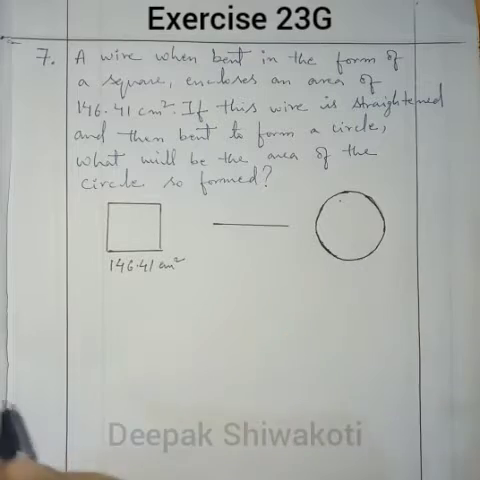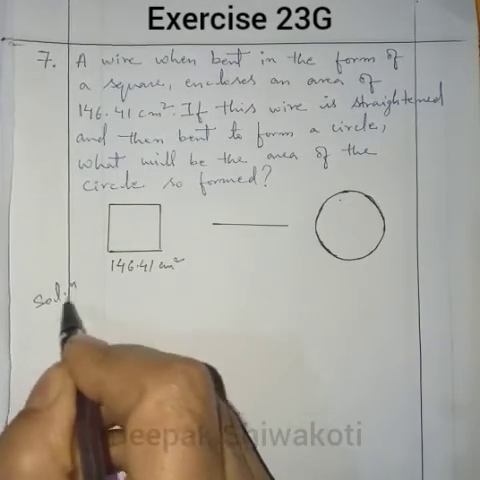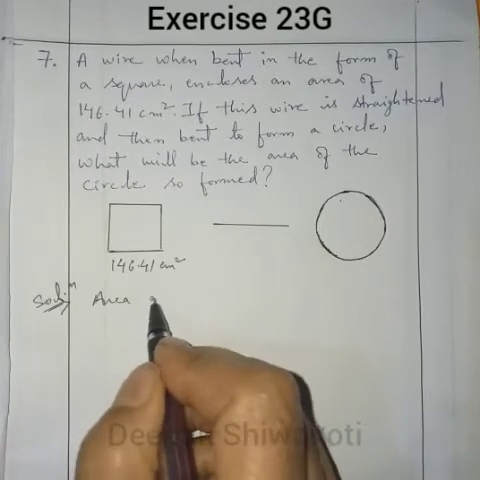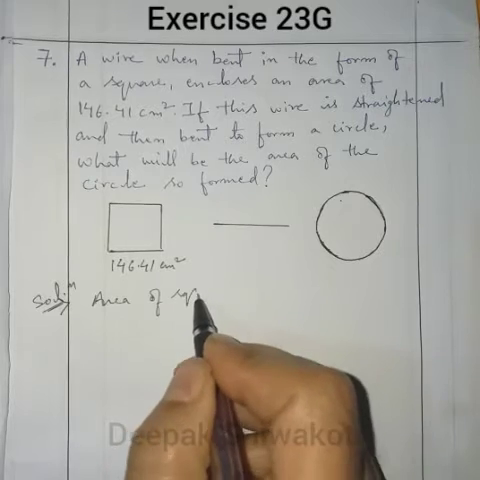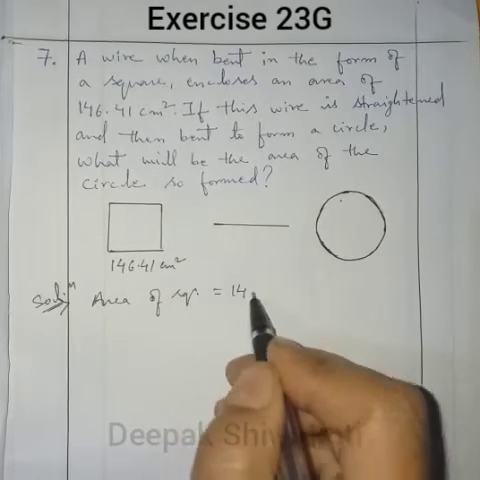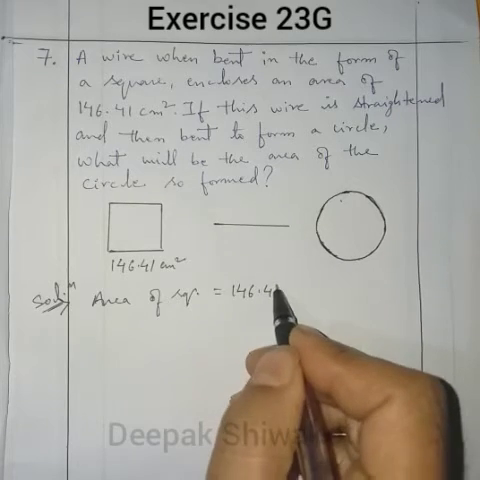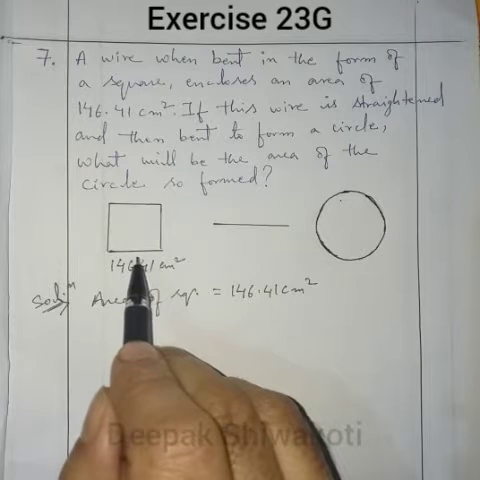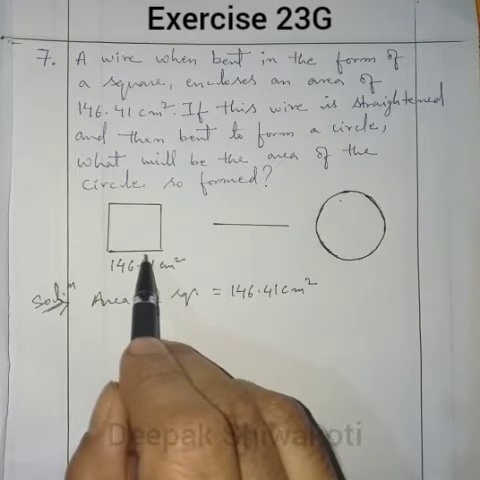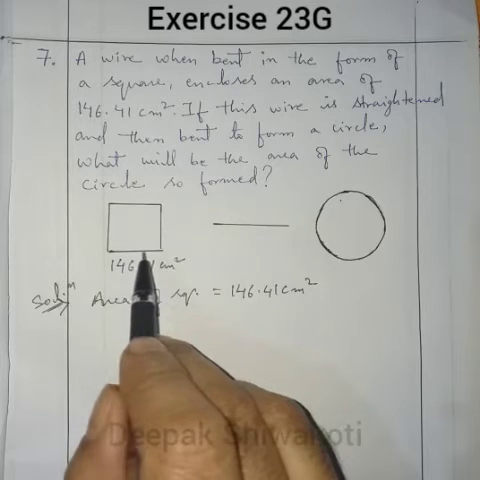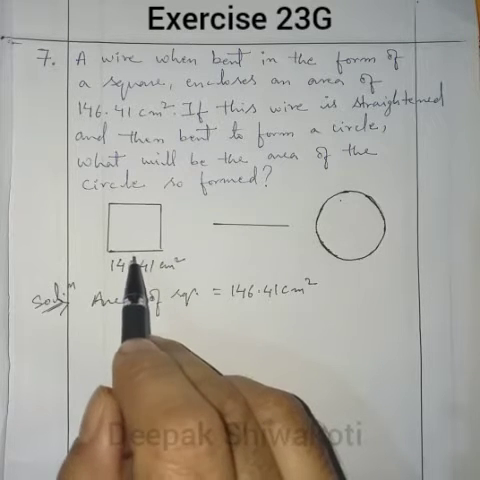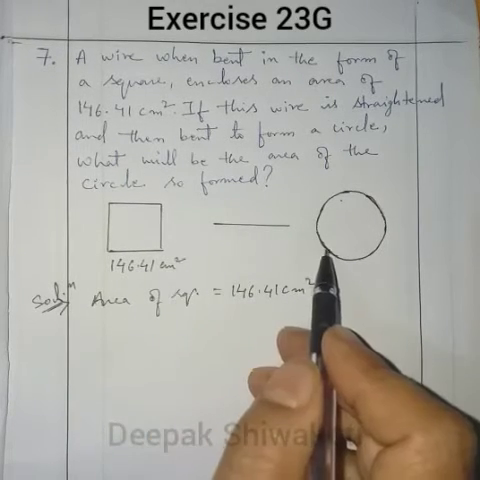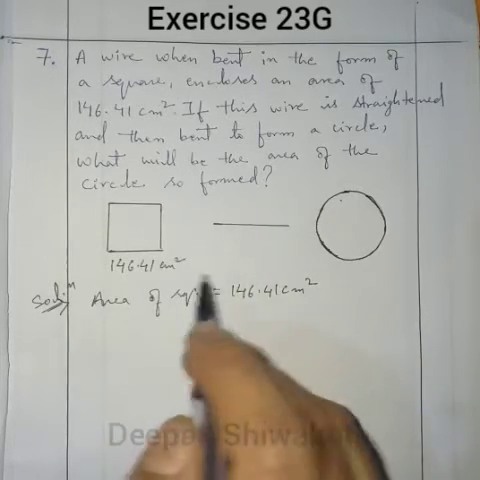So solution: area of square is given as 146.41 centimeter square. From this we'll take out the side of this square, and if we know the side of this square, then we'll know the perimeter of this square, isn't it? Then perimeter of the square and the circumference of the circle will be the same. So with that we'll proceed our calculation.